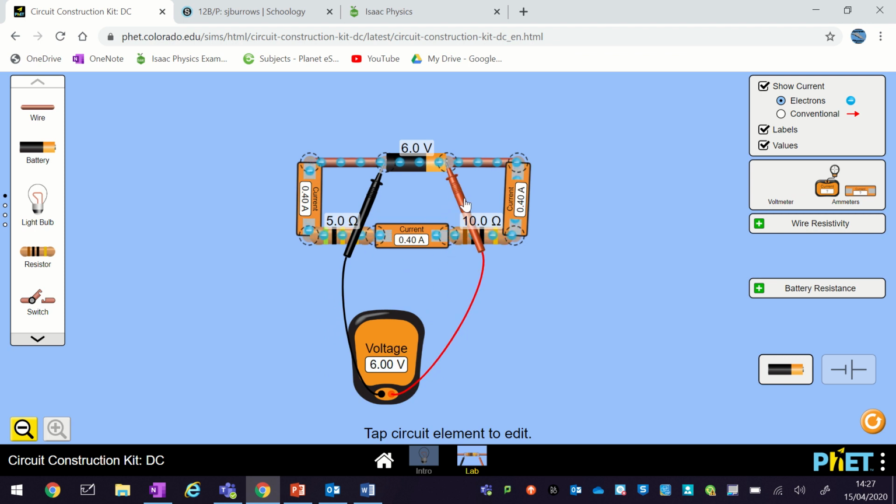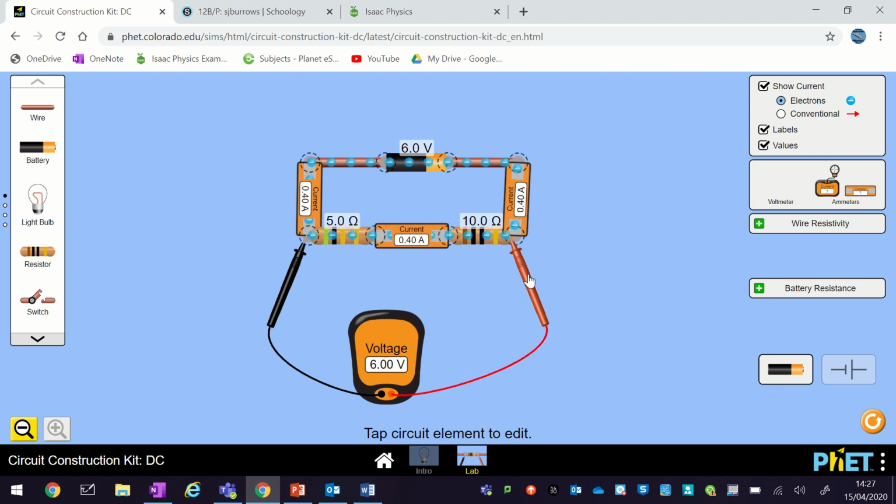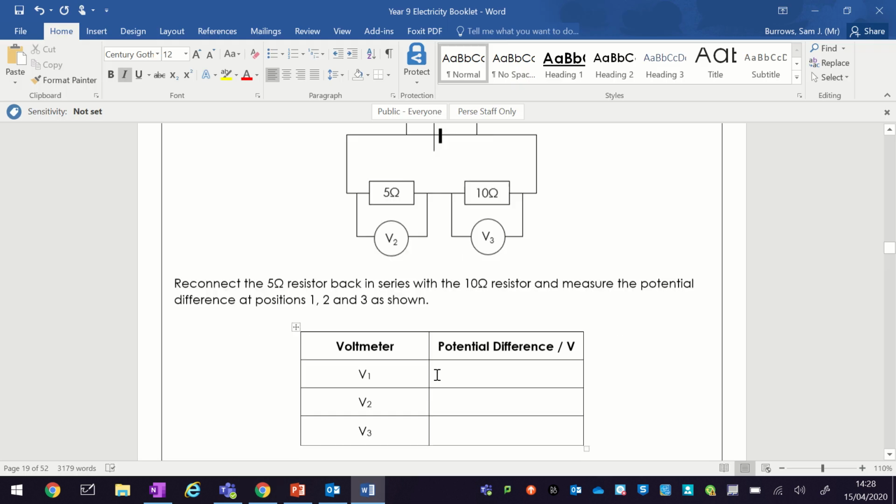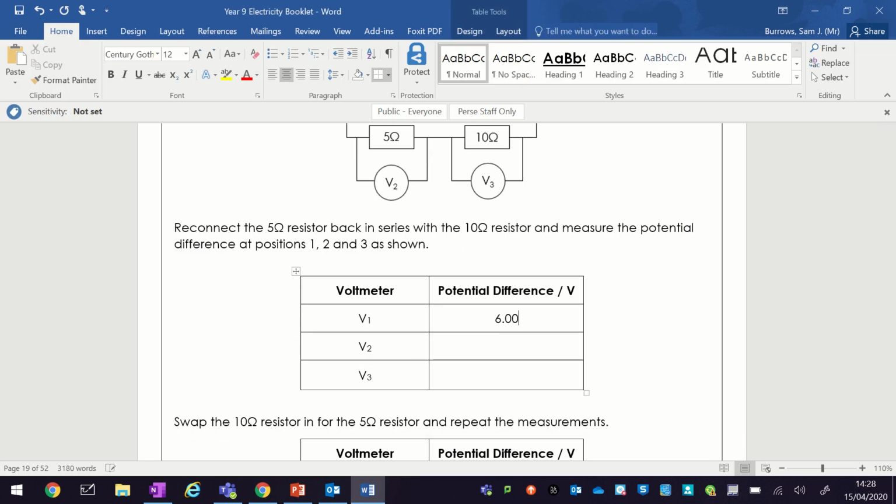That gives us a reading of 6 volts across the power source, which shouldn't be too surprising because that's what it says there. And then it wants us to measure across each of the components. So let's move that. There we go. Across that one, we get 2 volts. And then let's go across there, and we get 4 volts. Okay, so V1 we got 6, V2 we got 2, and this one we got 4.